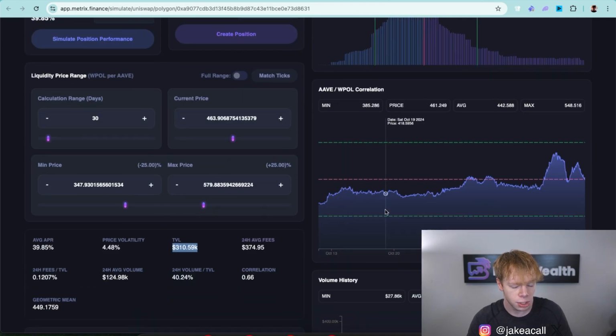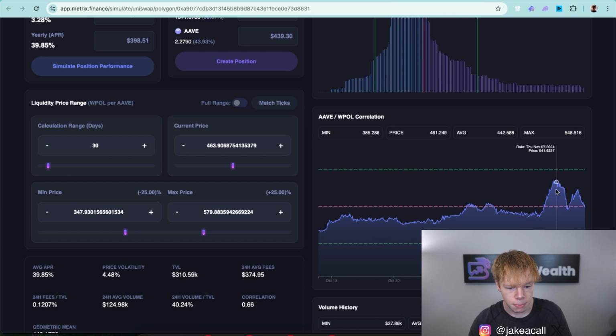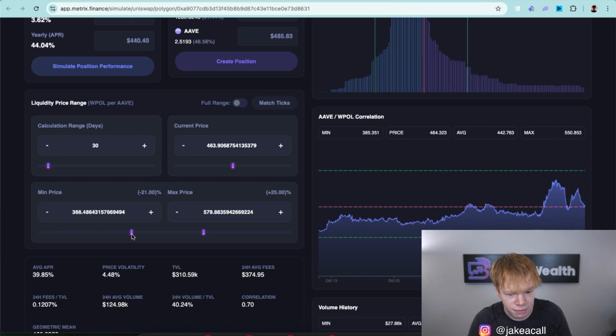So the first thing I'm going to do is adjust the range. You can see there's this huge spike right up here where essentially AAVE was doing better, but then Paul started doing better, AAVE started doing better, and now Paul started doing better. So we have to keep in mind that there is volatility in this liquidity pool.